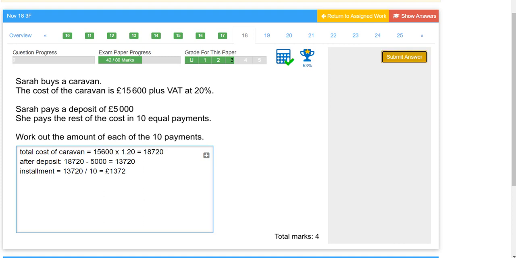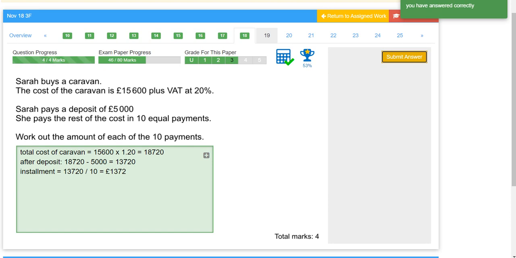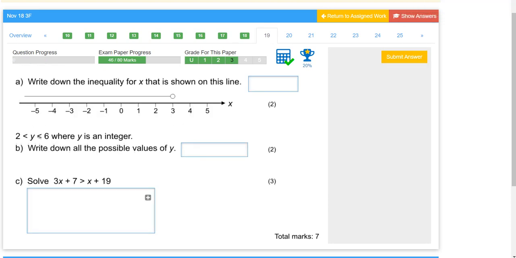If I hit submit for that, there we go. And we're moving up towards a grade 4. We have an inequality, so we know it starts at -3. I'm told it's x. The question is, does that open circle mean greater than or equals or less than and stuff like that?